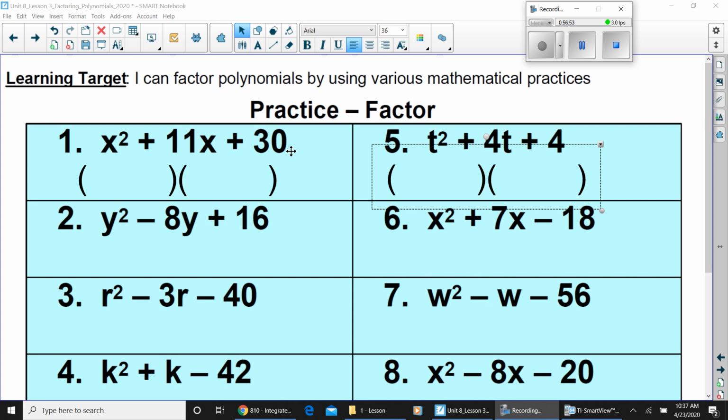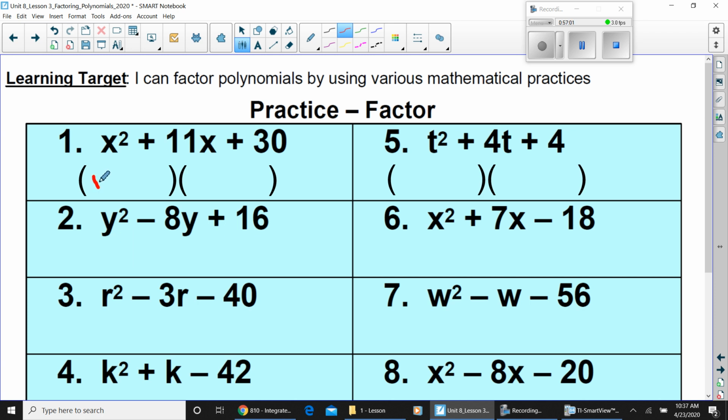So when I see a quadratic like this, I know it's the product of 2 binomials being multiplied together, and looking at the x squared here, it's x times x. Now I have to pick 2 numbers that multiply to 30 and that add to 11. Since everything is positive here, both of them are going to be positive. So what 2 numbers can multiply to 30?